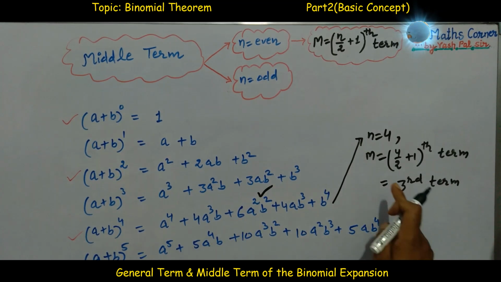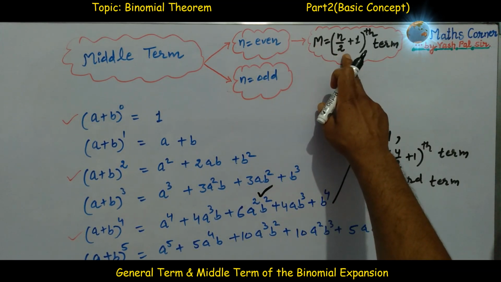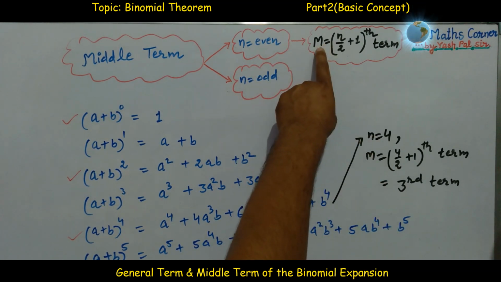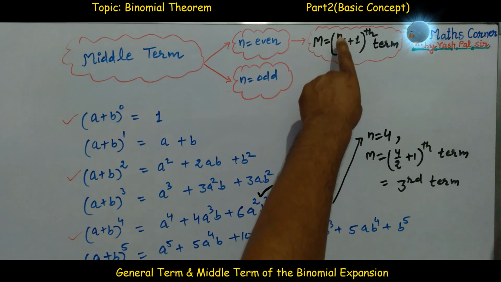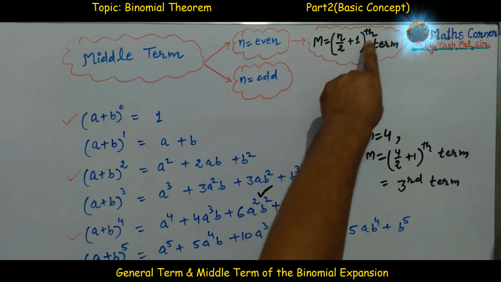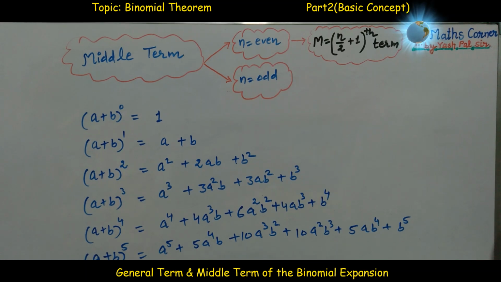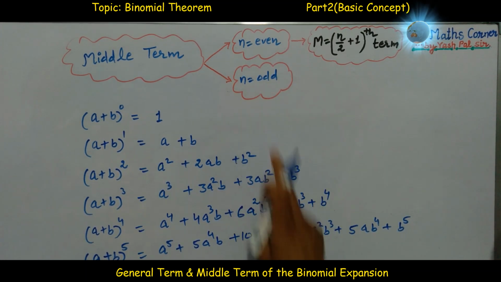So this way, the formula: when n is even, then we can find the middle term by substituting the respective value of n. The (n/2 + 1)th term is called the middle term. Now let us see what happens when n is odd.